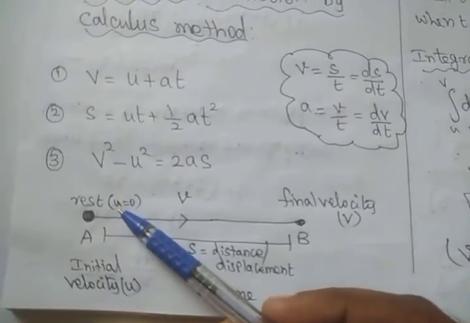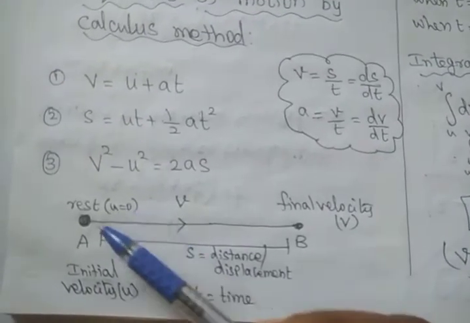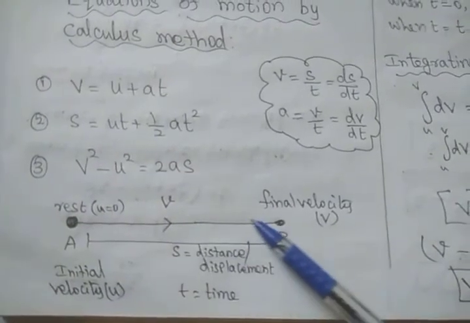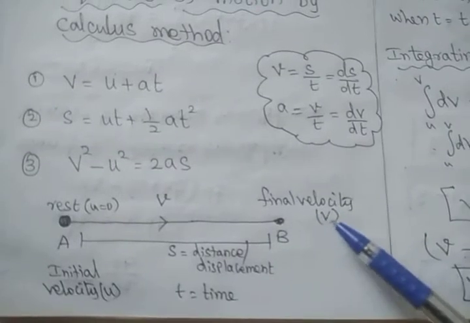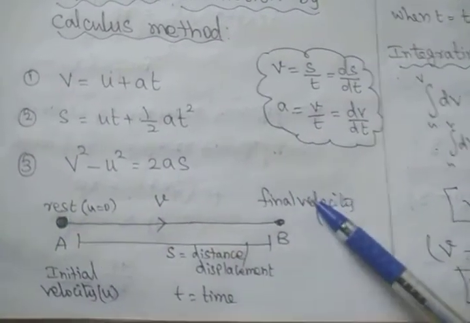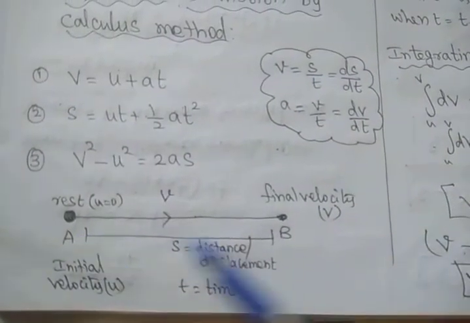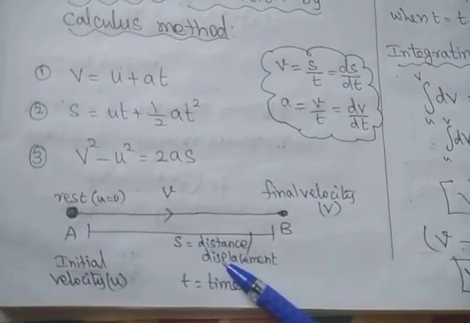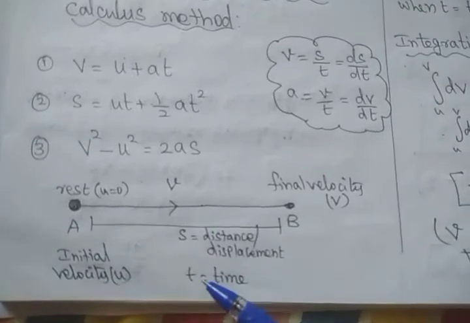That means the initial velocity, we can represent it as u. So u is 0. Then when it accelerates, the body starts to move and comes to the point B. The final velocity of the body is V. The initial velocity is 0 because it is at rest, and the final velocity is V, some value. The distance between point A and point B is S. As it is a straight line path, it can be taken as displacement. Then the time is t.